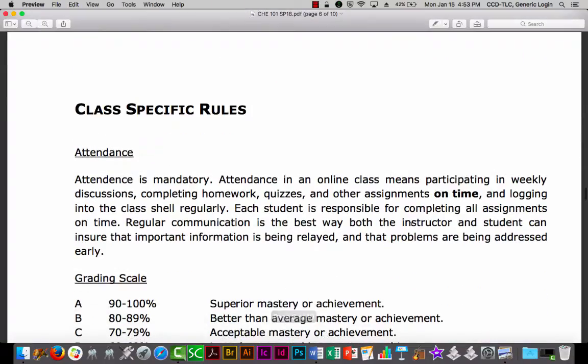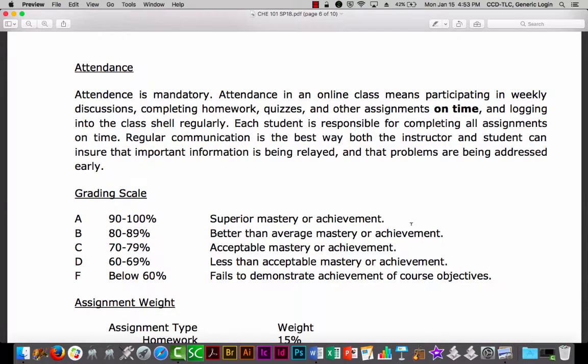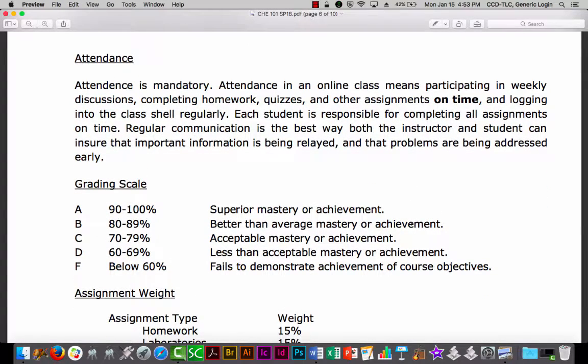Okay. So here's some class-specific information. Attendance is mandatory, and it's kind of weird to think about what's attendance in an online class, but generally speaking, what that means is that you're participating in the weekly discussions on time, you're completing the homework and quizzes and other assignments on time, and you're logging into the shell regularly. You should be logging in at least 3 or 4 times a week. So this is what you need to do in order to actually be attending the class.